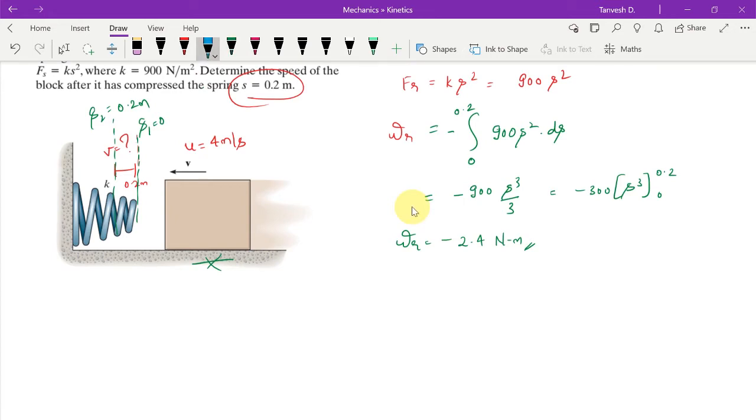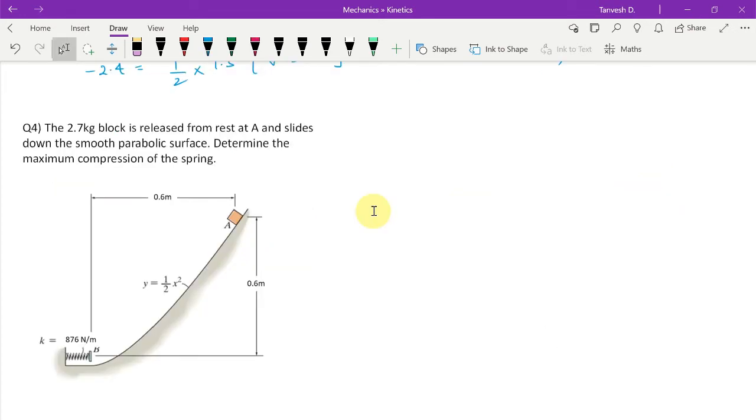So the work done will only be due to this resistance, which is minus 2.4. So work done is change in the kinetic energy. Therefore it's minus 2.4 is equal to half into m, which is 1.5, half into m v square, which is what we do not know, and u square is 4 square. Therefore, V will come out to be 3.5778 meters per second.